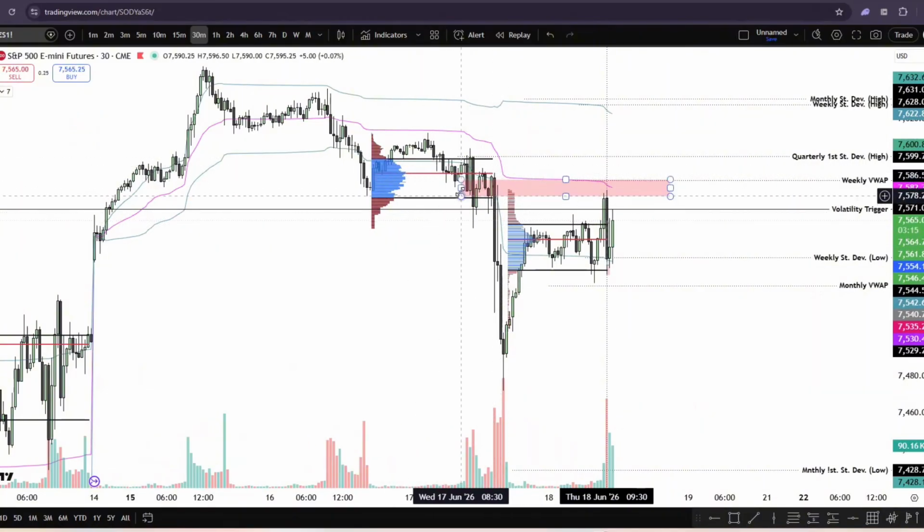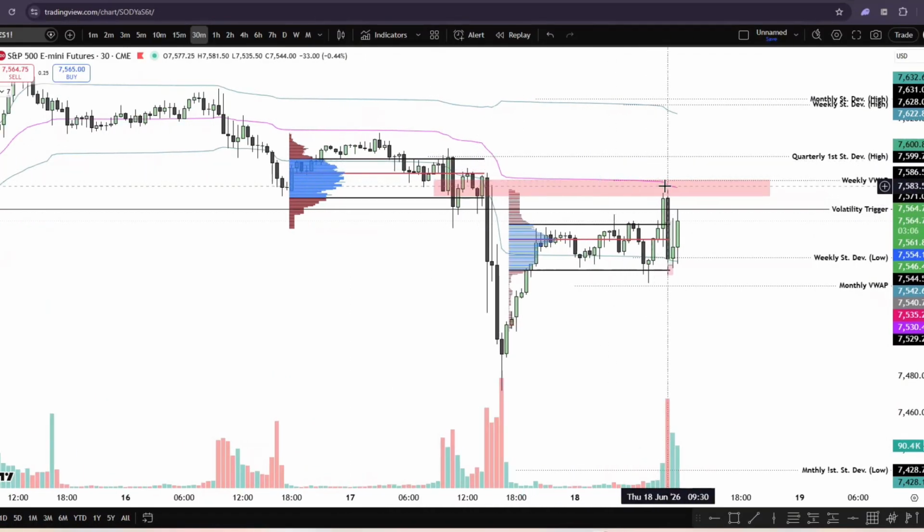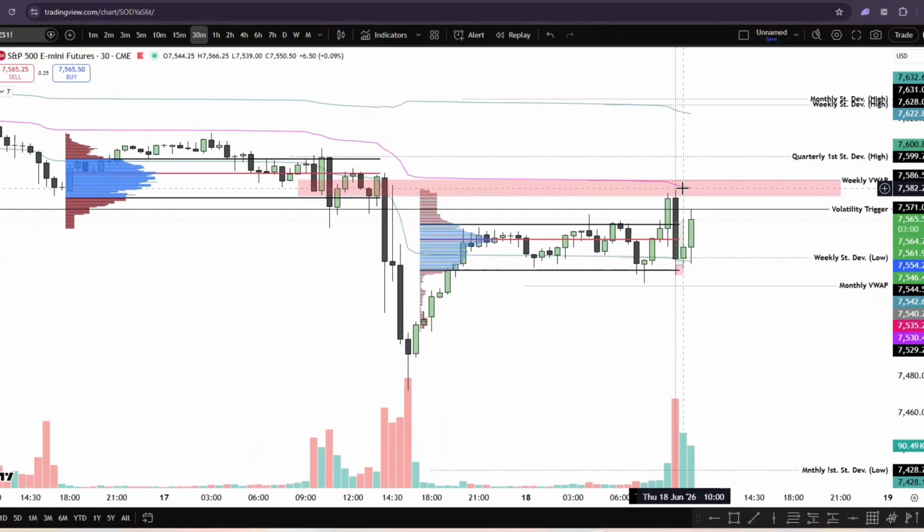This, obviously, right? So I mark this pink zone right here. So if it goes into that fair value where market had initially, buyers and sellers had agreed, that would mean I could get a reaction out of there. Obviously, that's why I mark this value area low and point of control, and that is also weekly VWAP, so that also helps, right?